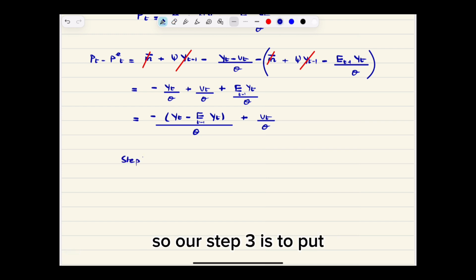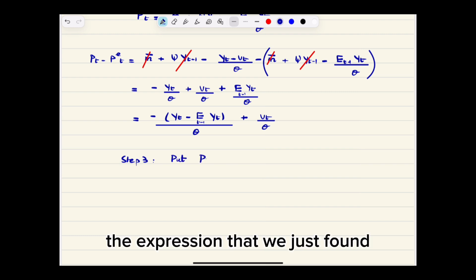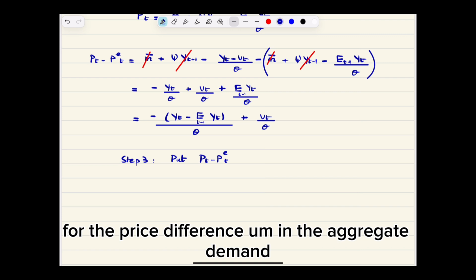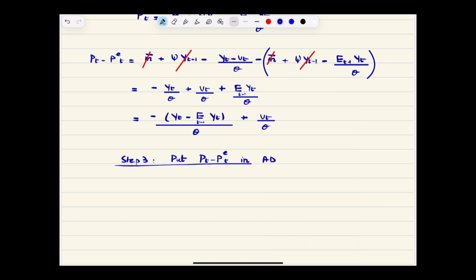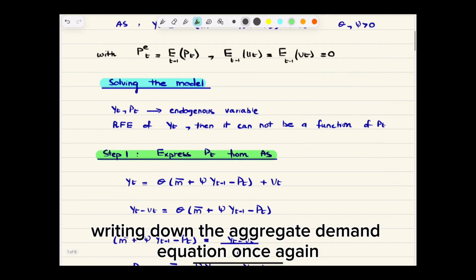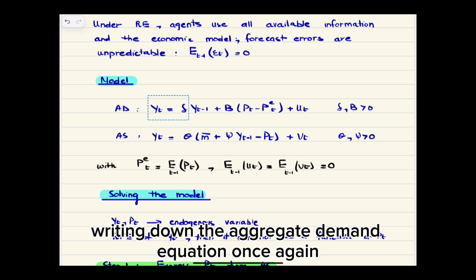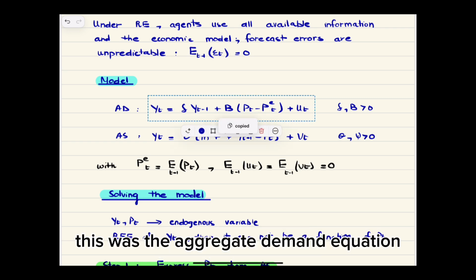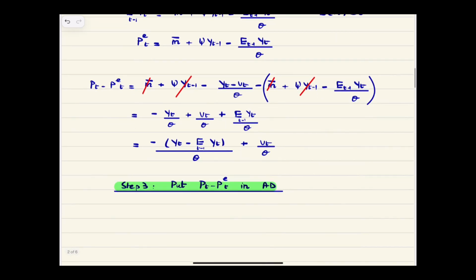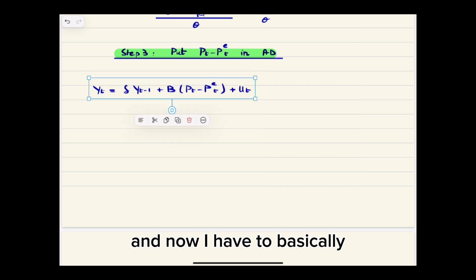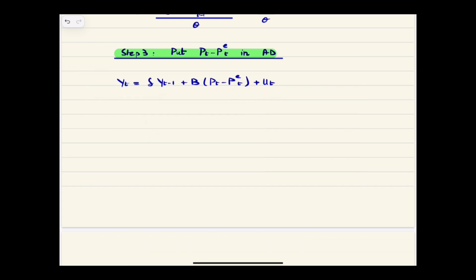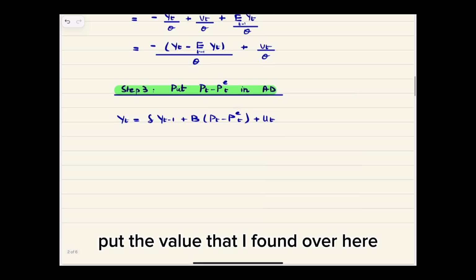So our step 3 is to put the expression that we just found for the price difference in the aggregate demand. So writing down the aggregate demand equation once again, this was the aggregate demand equation, and now I have to basically put the value that I found over here.